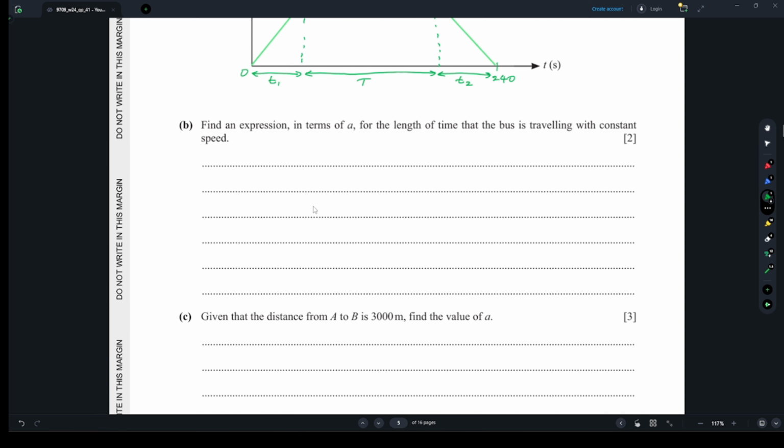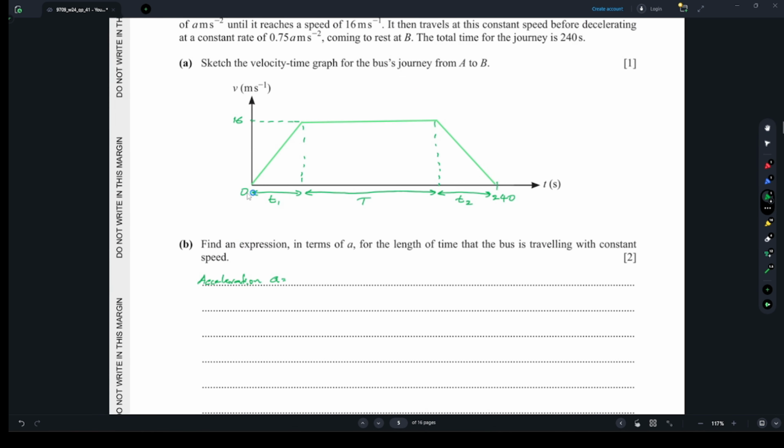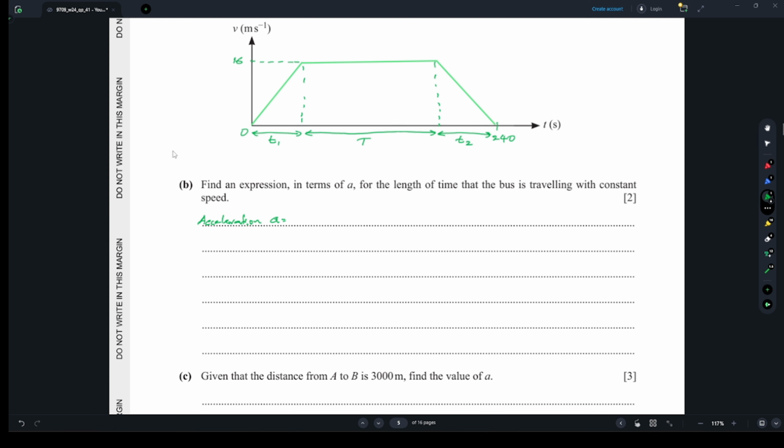By considering the acceleration, we can write a equals, so from a velocity time graph, from the gradient we can find the acceleration. So we can write 16 over t1. So from this, t1 equals 16 over a.